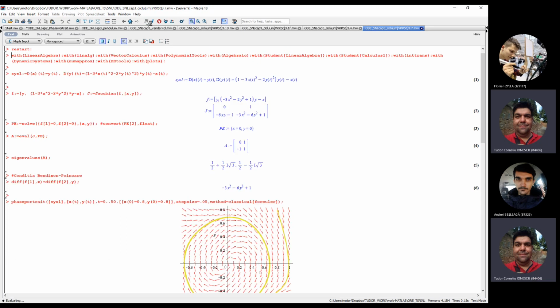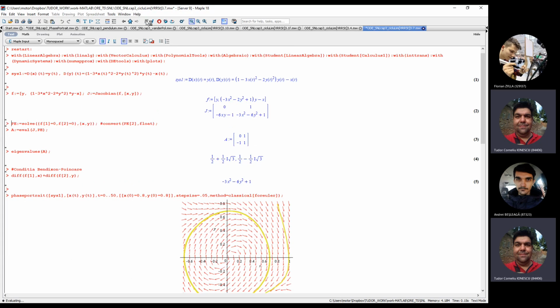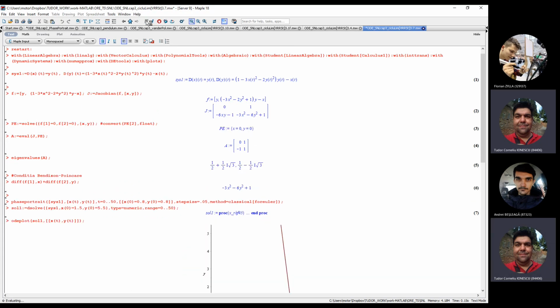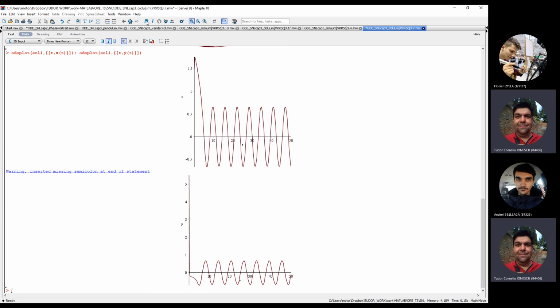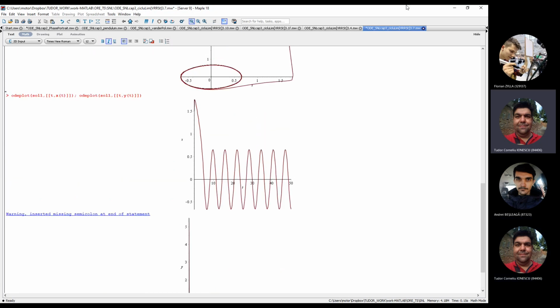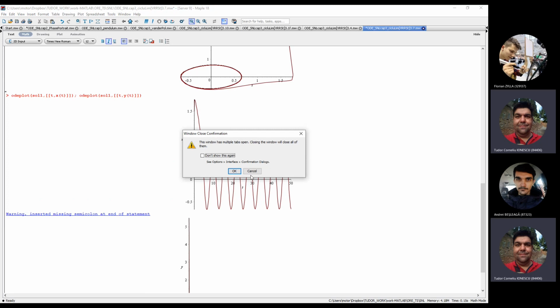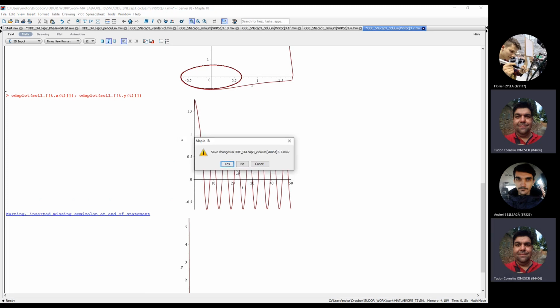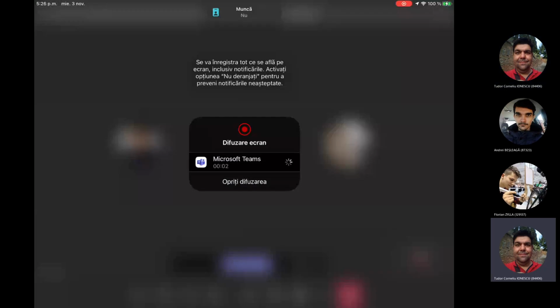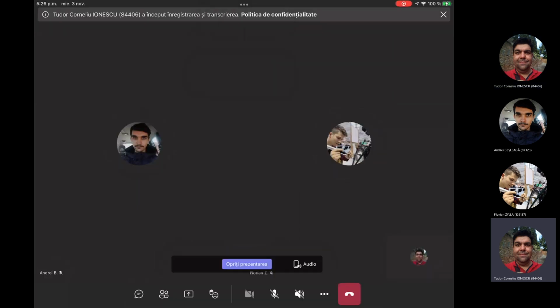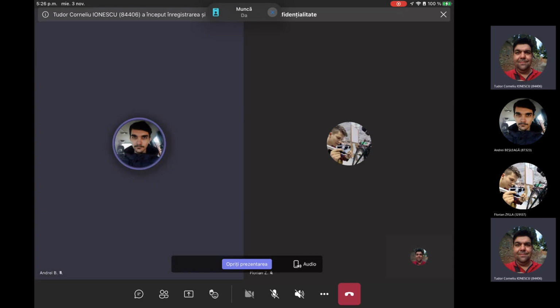Let's see it even running. I'm running the Maple sheet now, so you'll see this is true. You see, it's running, so it's for real. It's for real. Let's shut this down. Let's go back to Teams and let's share the other screen. Can you see the other screen now? Yeah. Okay, nice.